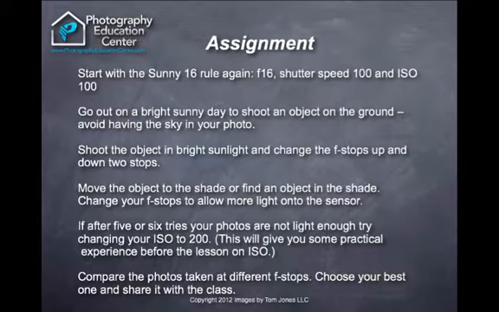Assignment. Start with the Sunny 16 rule again: f16, shutter speed 100, and ISO 100. Go out on a bright sunny day to shoot an object on the ground. Avoid having the sky in your photo. Shoot the object in bright sunlight and change the f-stops up and down 2 stops. Move the object to the shade or find an object in the shade. Change your f-stops to allow more light onto the sensor. If after 5 or 6 tries your photos are not light enough, try changing your ISO to 200. This will give you some practical experience before the lesson on ISO. Compare the photos taken at different f-stops. Choose your best one and share it with the class.